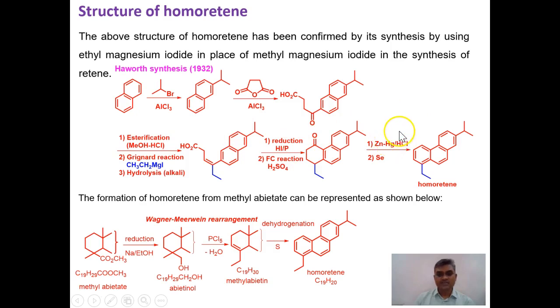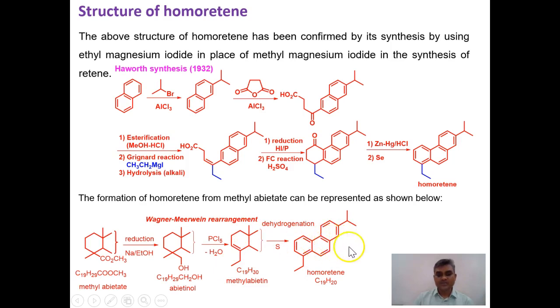which is very much similar to the synthesis of retene, except that instead of methyl magnesium iodide, ethyl magnesium iodide was employed. Now, if you assume the COOH group at this position, then one can understand the formation of homoretene very easily. Reduction will give us CH2OH, and in the presence of PCl5, it undergoes Wagner-Meerwein rearrangement. We get ethyl here, and this on dehydrogenation will give us homoretene.